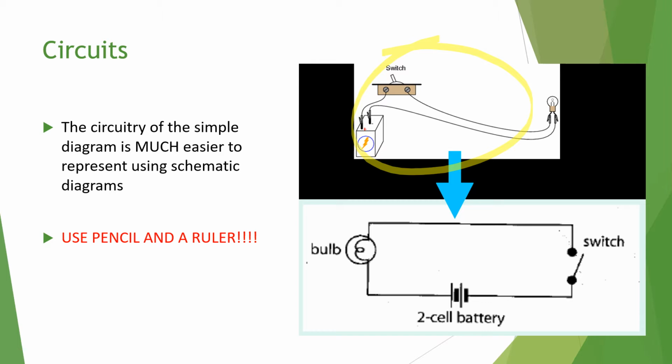You'll see here, this is the symbol for a light bulb. This is the symbol for a 2-cell battery. This is the symbol for an open switch. Much more simple than this diagram up here where you actually have the pictures. We're going to learn how to draw these schematic diagrams, and it's very important to use a pencil and a ruler when drawing these.